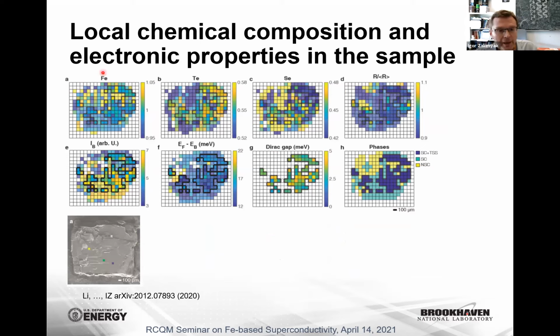We can make maps of various quantities that we have measured. In particular, this is a map of the different phases that we have observed on the surface of a particular sample. The dark blue or dark violet are spots where topological surface state and superconductivity are measured. The greenish ones are trivial superconductivity, and yellow are the non-superconducting spots with incoherent electronic bands.